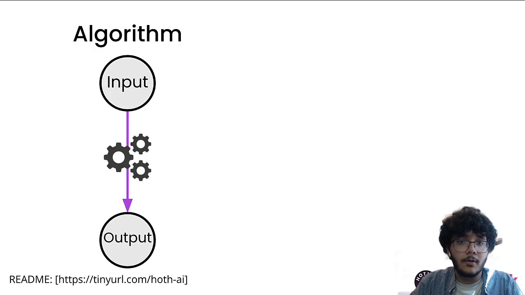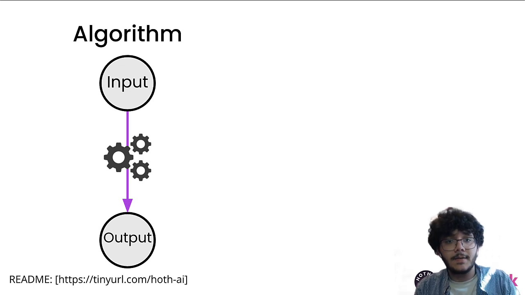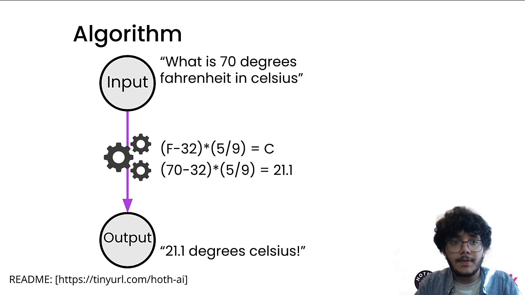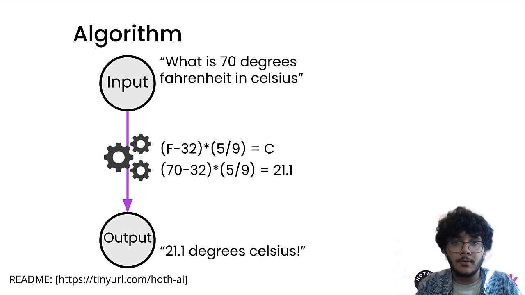Okay, so what's the difference between AI and an algorithm? You guys might already be familiar with what an algorithm is, but it's essentially something that takes in an input, applies a set of well-defined rules, and generates a specific output. For example, if I asked the algorithm, what is 70 degrees Fahrenheit in Celsius, it would apply a set of predefined rules. In this case, it would be subtracting 32 and multiplying by 5/9 to spit out 21.1 degrees Celsius.